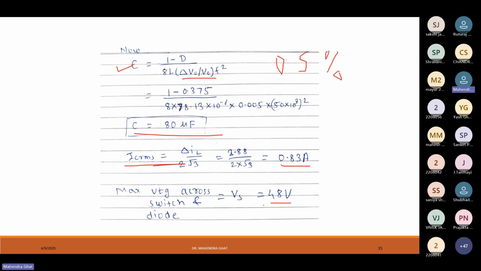So this is the overall solution for this problem. Do you have any doubt? Yeah, please. Sir, for continuous conduction mode, is there any range to assume values for frequency? Because all the other parameters are dependent on that one value.